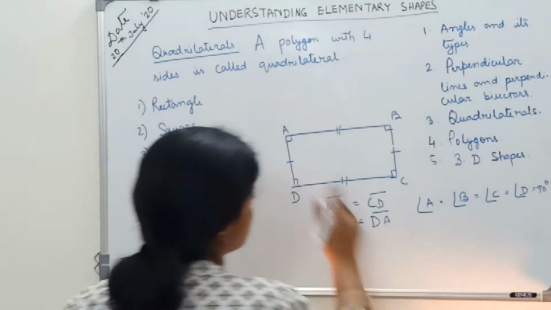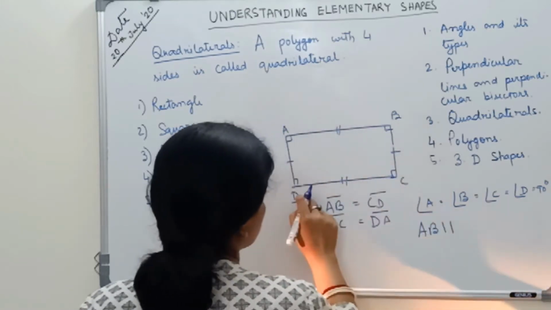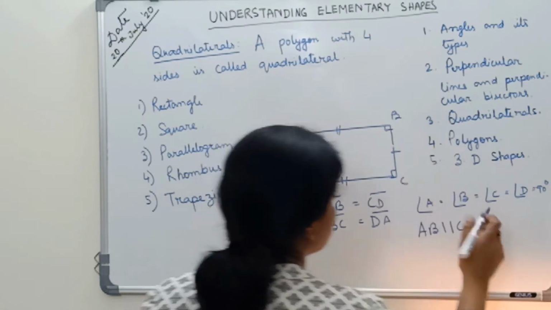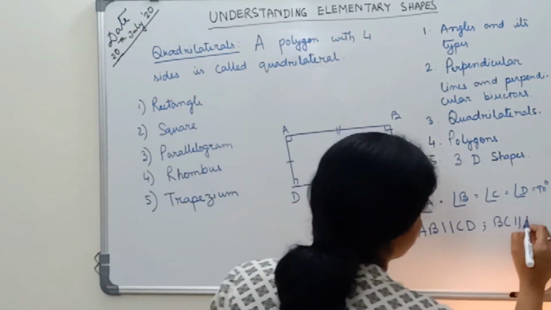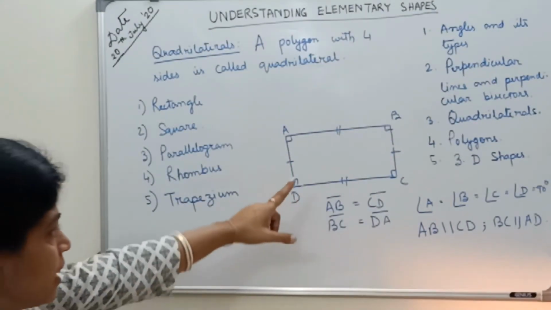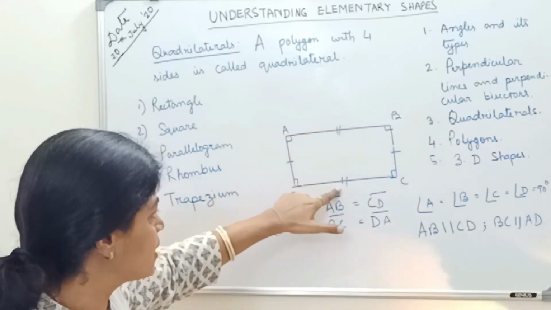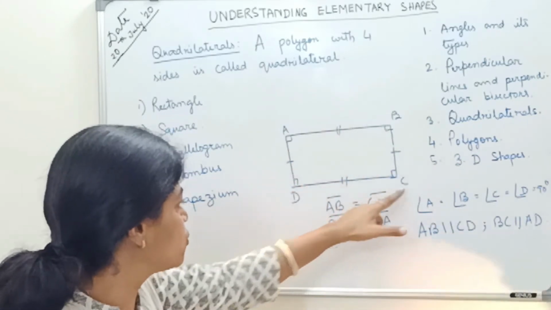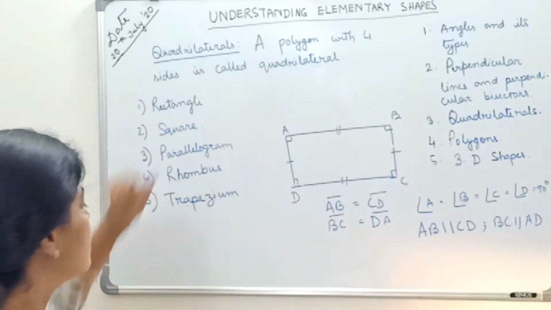And the third is AB parallel to CD and BC parallel to AD. So these are the properties of a rectangle. Here this side and this side are equal, this side and this side are equal, and all the angles are 90 degree, and AB is parallel to CD and AD is parallel to BC. So this is a rectangle.